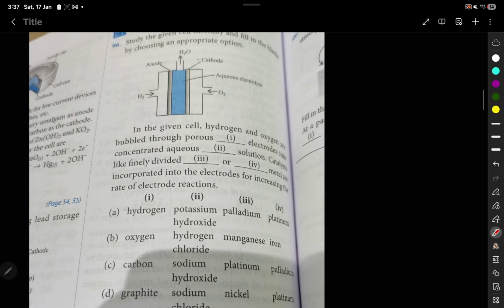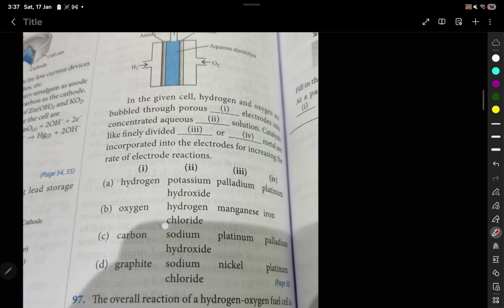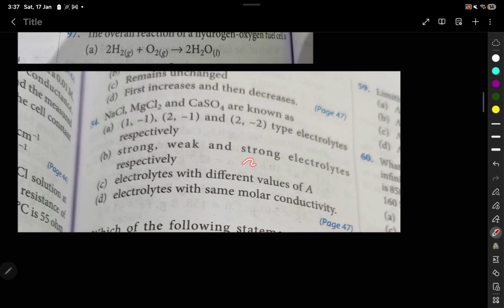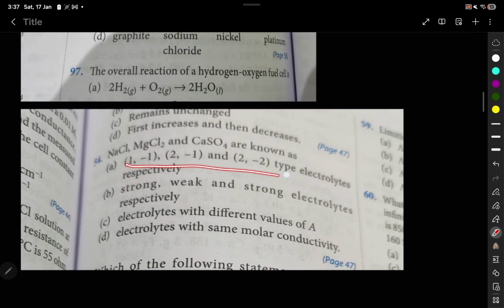So, in a given cell, hydrogen and oxygen are bubbled through porous carbon electrodes into concentrated aqueous sodium hydroxide. Catalysts like finely divided platinum and palladium are incorporated in the electrodes for increasing the rate of electrode reactions. So our correct answer will be option C. Please mug it up. And this is known as 1:1, 2:1, and 2:2 types, because I think my logic is that it forms Na plus Cl minus the same way.